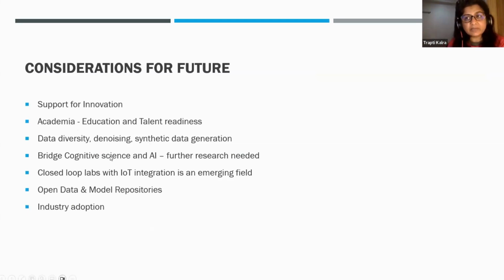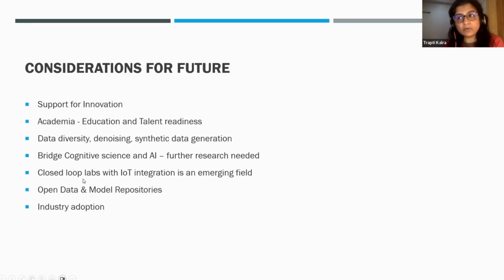There are some challenges as well around data diversity, denoising, synthetic data generation, how to do them best, how to trust these items, and how to really have algorithms which can work in science areas. These are all open questions, open projects you can say, on which you can do complete research. Then, how to bridge cognitive science and AI needs further research. We just saw one example of cognitive architectures, but there is a lot of room here to bring cool solutions out where agents become smarter and smarter.